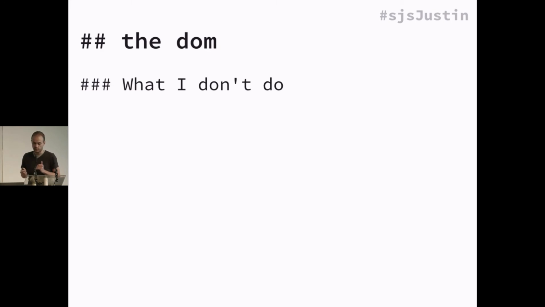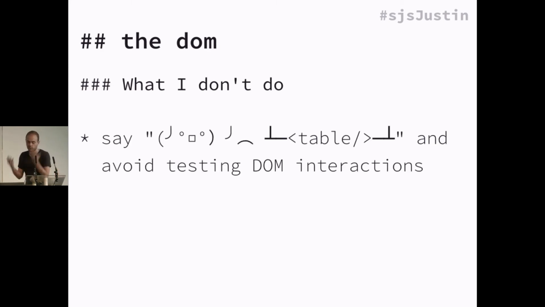Let's talk a little bit about the DOM. So first and foremost, the thing that I don't do is I say, wow, that looks hard, so screw this, and then I avoid testing DOM interactions. Surprisingly, a lot of people, even thought leaders among JavaScript testing folk, tend to say, well, the DOM is really messy, it's really hard to test, so just skip that and then test the layer beneath it. I think that's kind of a cop-out.